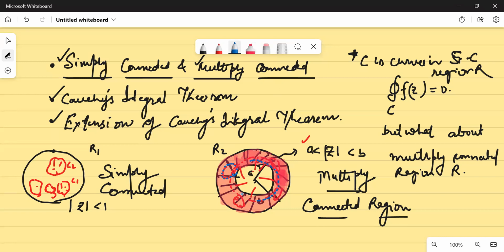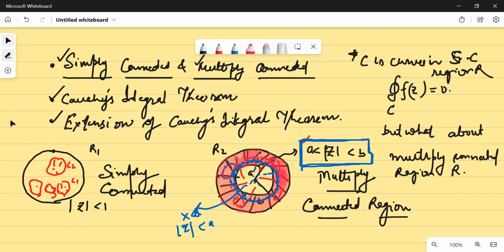this is a closed curve. Let's say this is my closed curve. And if I try to shrink this curve, I will go inside the region that is mod z less than a. So if I try to shrink this curve, which I'm representing in blue, I will go inside the region that is mod z less than a. And clearly, mod z less than a is not there in this region. Okay, so clearly, an annular region accounts for what is called a multiply connected region. So this is a multiply connected region.